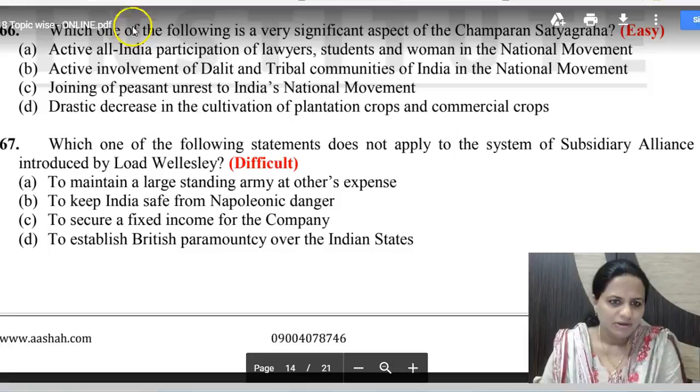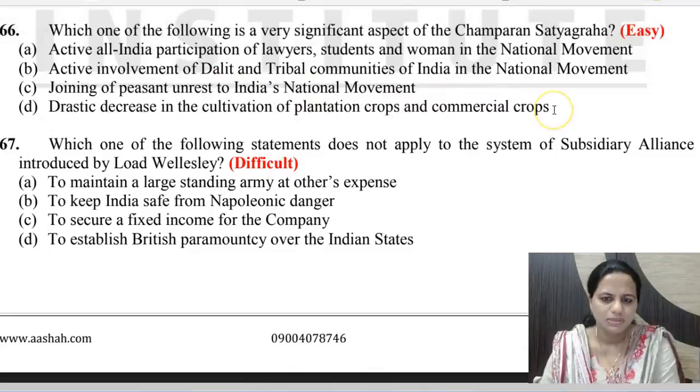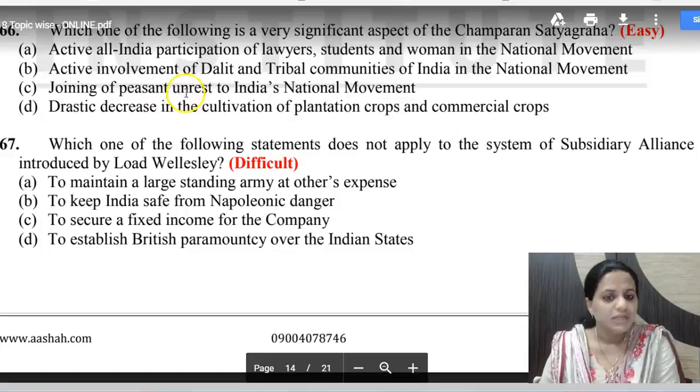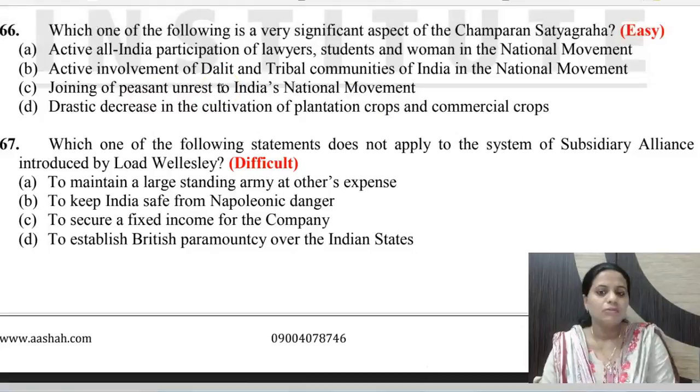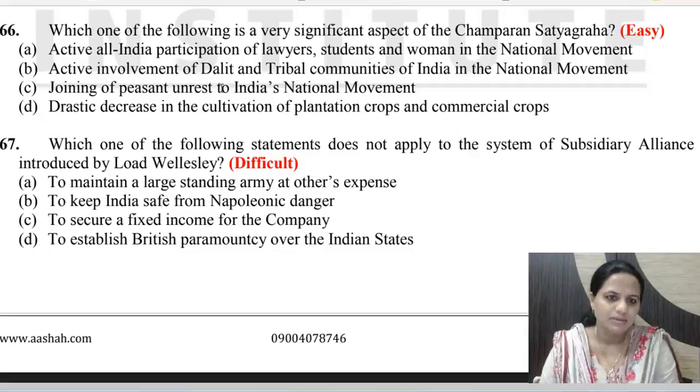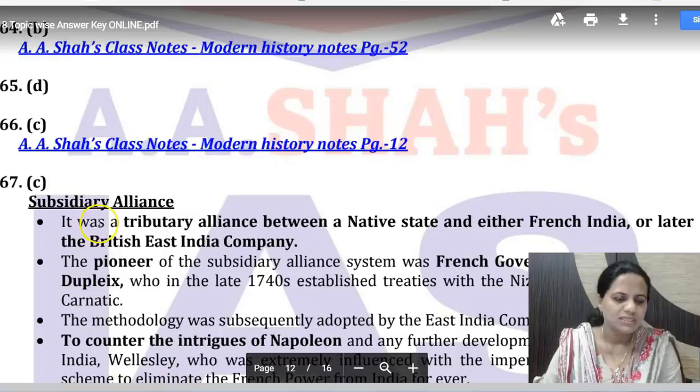Active involvement of Dalits and tribal communities in the national movement. Joining of peasant unrest to India's national movement. And drastic decrease in cultivation of plantation crops and commercial crops. The very significant aspect is not a drastic decrease, but the joining of peasants, because after Champaran Satyagraha, which was a satyagraha in rural India, the national movement, which had an urban orientation, got peasants joining into it. So joining of peasant unrest to India's national movement is a significant aspect. So the correct answer is C.